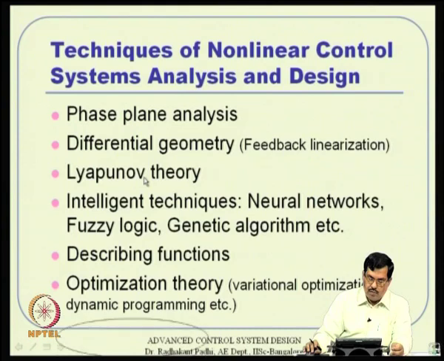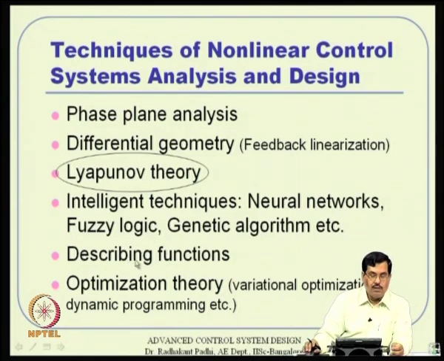Then Lyapunov theory, that is what we are going to see in this class and the next class. But other than that, there are techniques like neural network, fuzzy logic, genetic algorithm, all of which fall under intelligent control techniques. And then there are concepts like describing function analysis, and optimization theories like optimal control theory and so on. So, there are a variety of techniques available to us to deal with nonlinear systems. Techniques are also getting developed, but the conceptual things are already available. Anyway, we will talk about Lyapunov theory here.